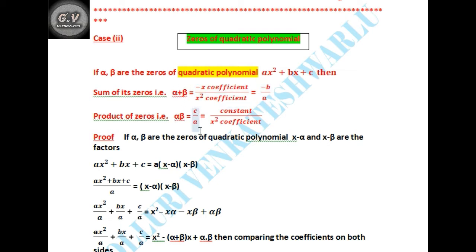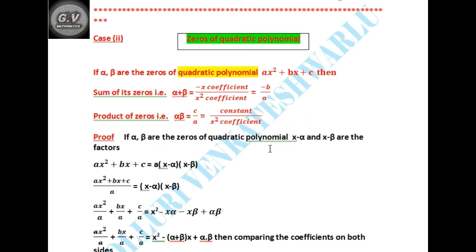Look here, deriving this proof. So what is given? The quadratic polynomial contains at most 2 zeros, which are taken as alpha and beta. At x equal to alpha, the value of the polynomial becomes 0, and at x equal to beta, it also becomes 0. Therefore, x equal to alpha means x minus alpha is a linear factor, and x equal to beta means x minus beta is a linear factor.